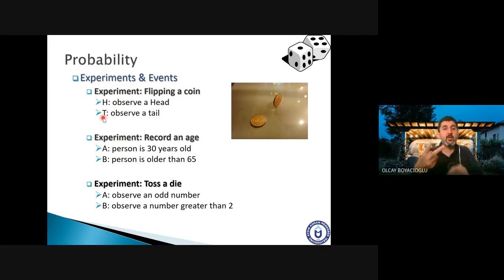Yazı gelecek, tura gelecek. And the combination of both those two events is called the sample space. So there is no other option. Okay? Another one. Recording age of people, for example. İnsanların yaşını kaydediyoruz. And in this case, we can also attain some categories or some outcomes. Okay, we can create our own outcomes here if we want to. For example, we can call everybody as A if the person is 30 years old.